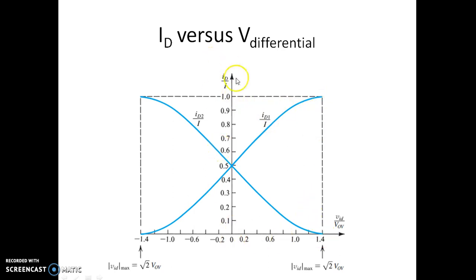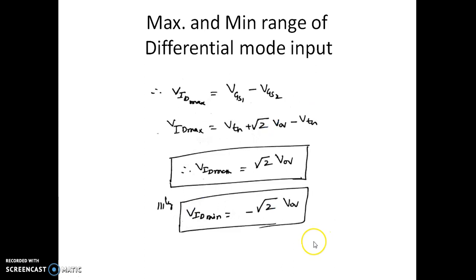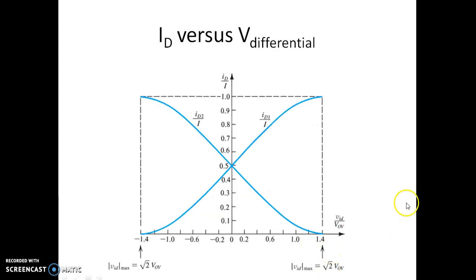This is the ratio of ID by I. ID1 by I will become 1, meaning ID1 is equal to I. You can see ID2 by I happens to be 0, meaning that no current is flowing through the second MOSFET. The input voltage at which this happens is the voltage VID max, which is root 2 times VOV. So this is root 2 times VOV.